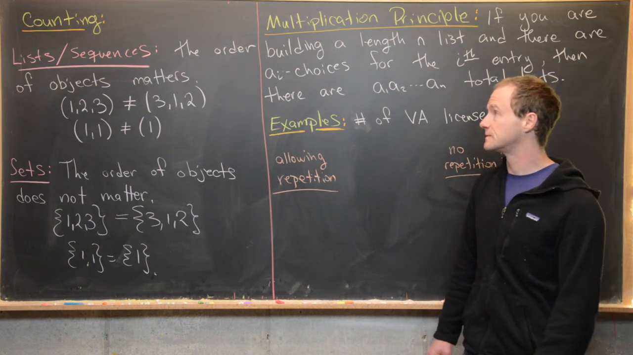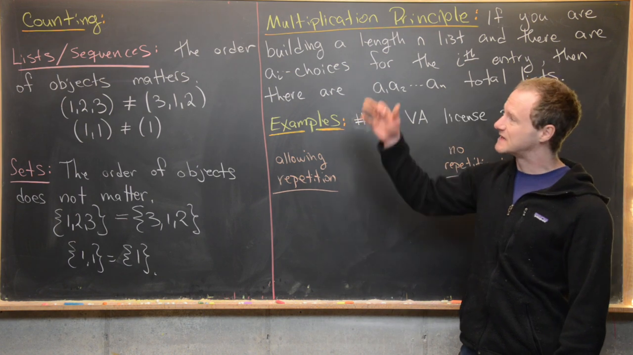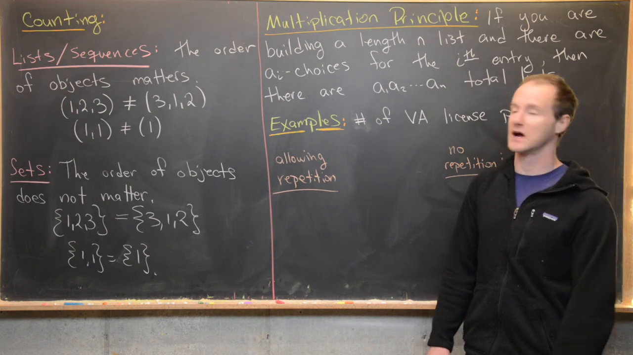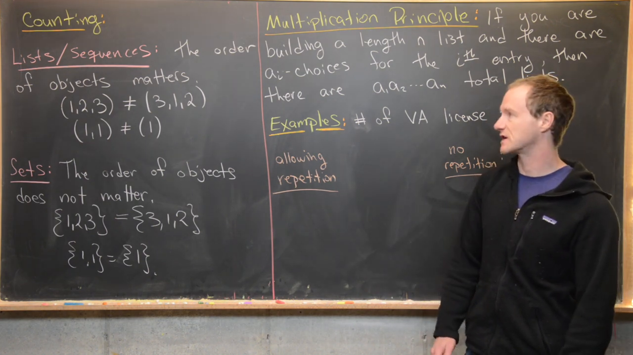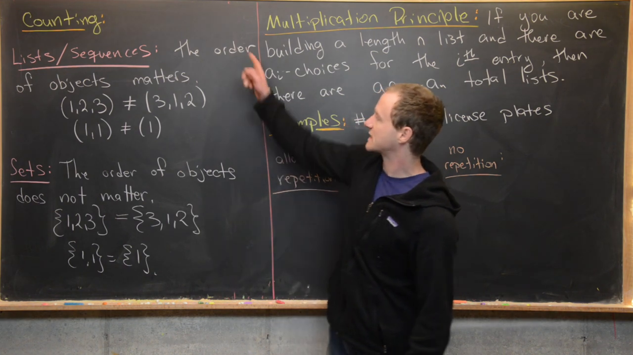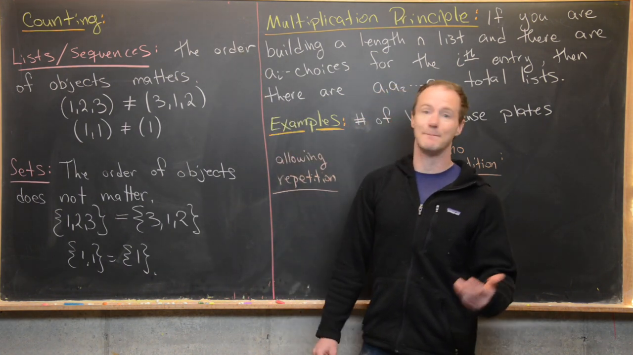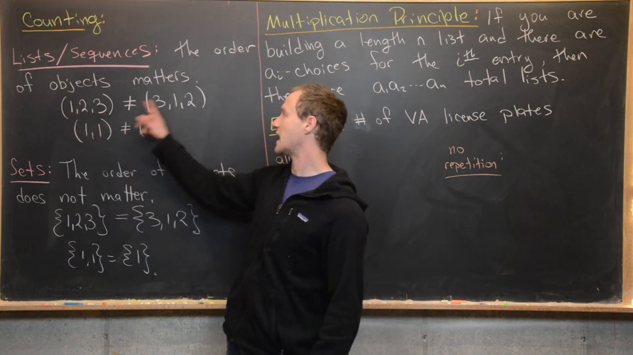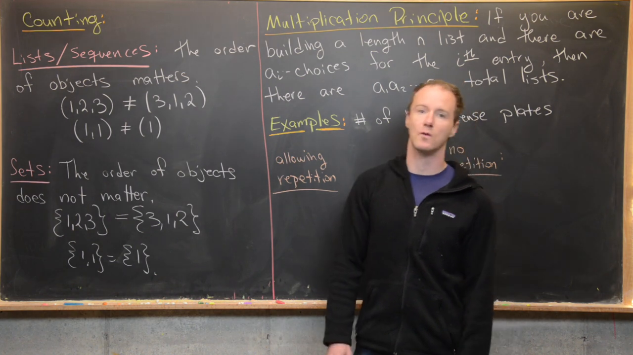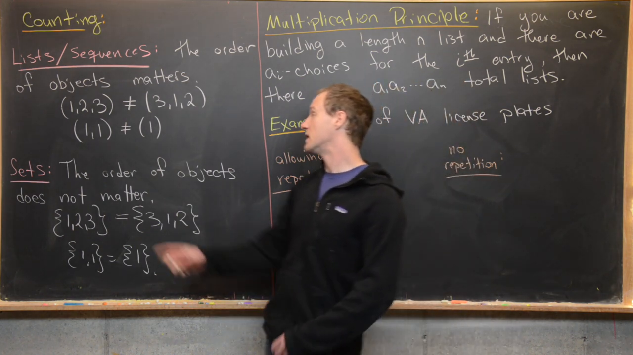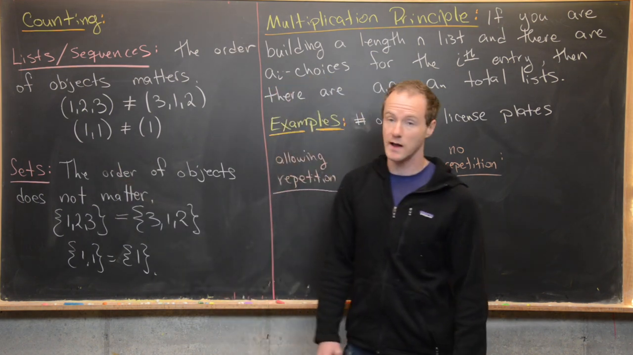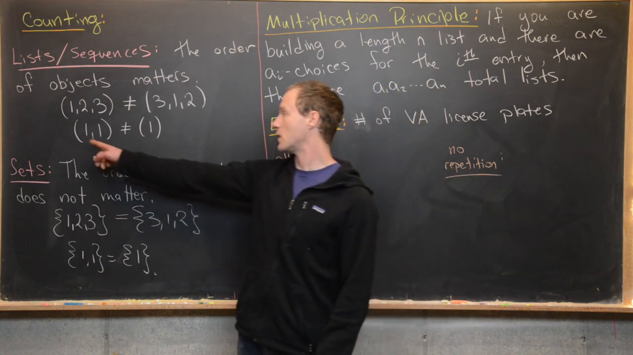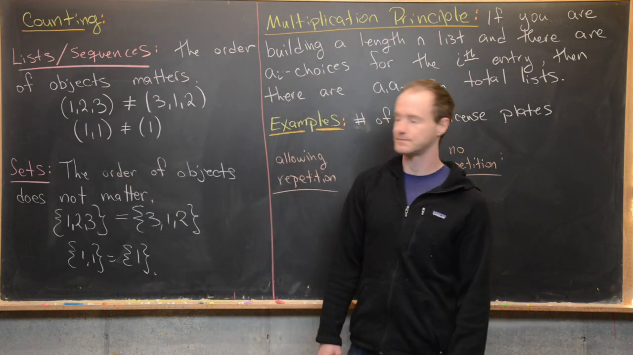Okay, so let's see the difference between a list of objects, or a sequence of objects, those are kind of synonyms, and sets of objects. A list of objects has the order of the objects matter. So the list given by 1, 2, 3 is not the same thing as the list given by 3, 1, 2. And the list given by 1, 1 is not the same as the singleton list just given by 1, even though we do have repetition of objects here.